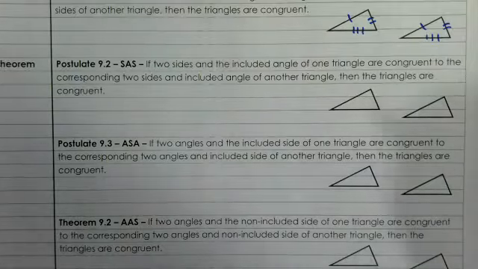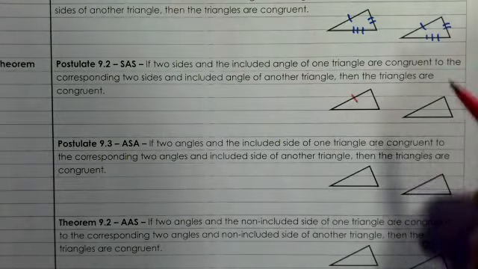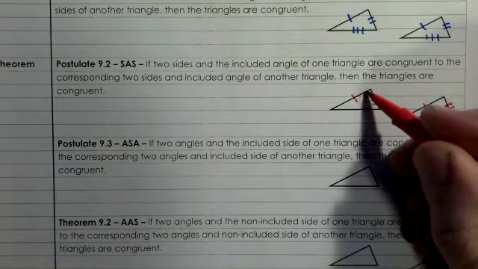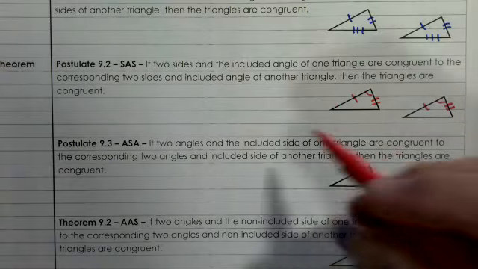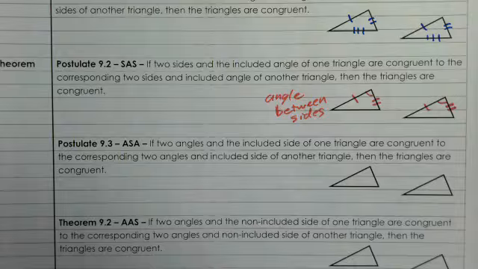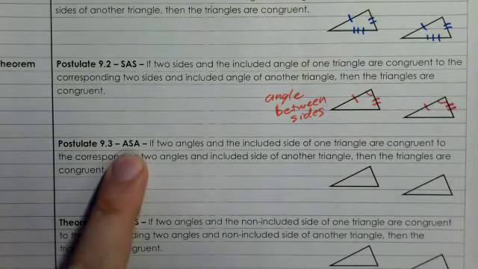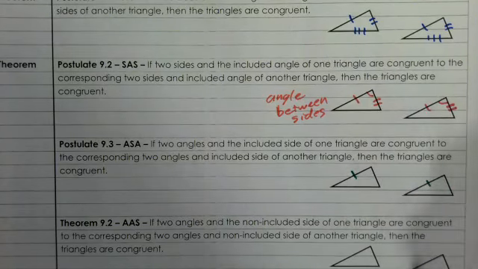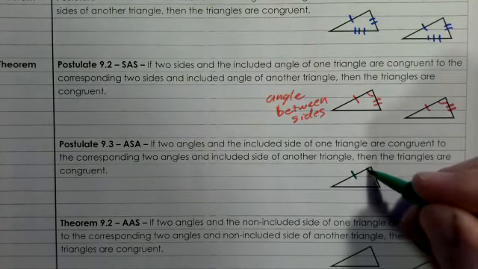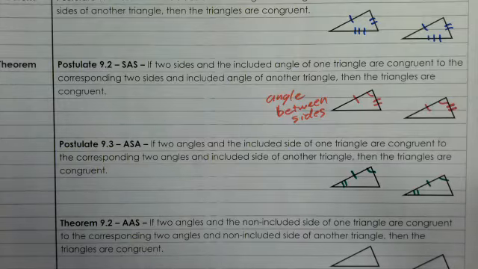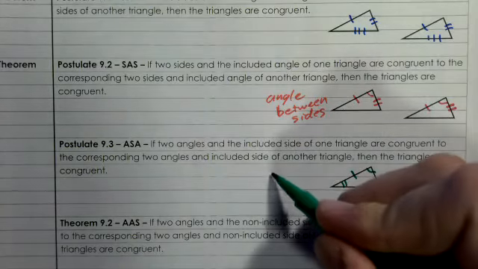Now, the next one is side angle side. So you get a side and another side, and then you need an angle that's between the two sides. The angle has to be between the sides. Or you can have the reverse. The reverse with angle, side, angle says that you've got a side like before, but then you get angles on either side of it. So you get this one and this one over here. So you've got side between angles.